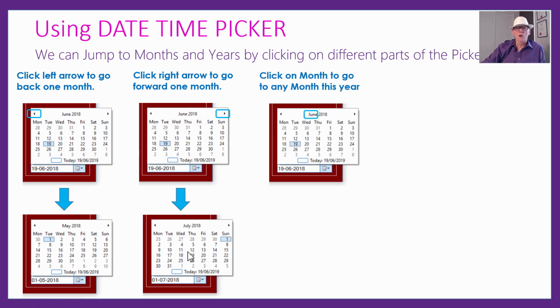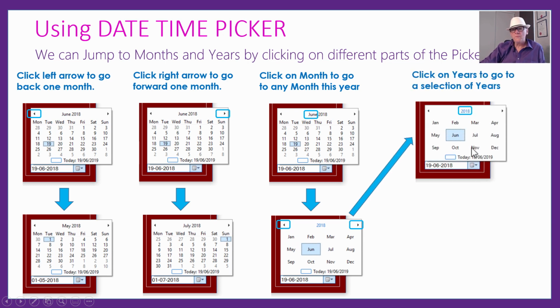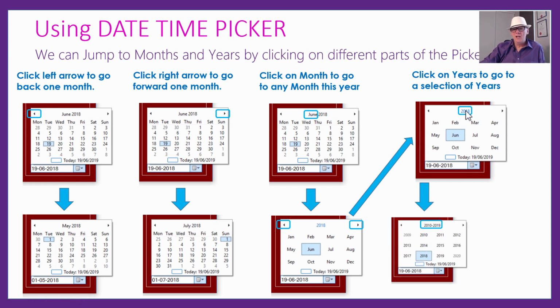But if you've got a long way to go, you just click on that month while the current month is up here. Click on June, and it'll bring up all the months for 2018. So we can easily jump to August, September, back to January, back to February without clicking forever on the little navigators. And then if you click on the year, once you're in this view, that'll bring up all the years. So you can go back to previous years.